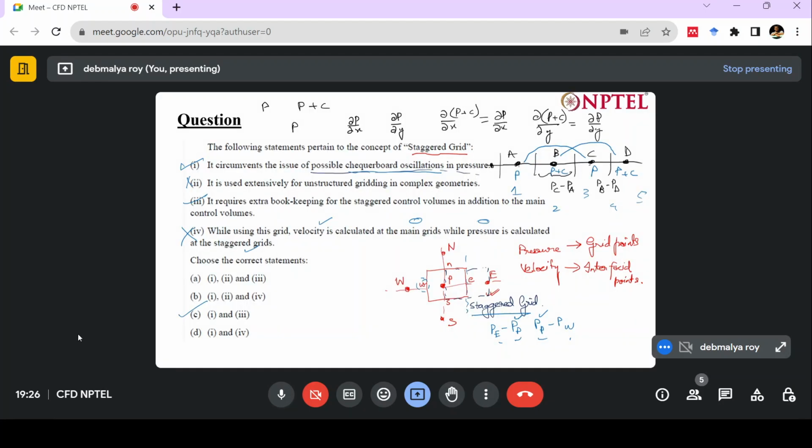Okay. Is this understood? This is the concept of staggered grid. Yes, sir. We move to the next question. So now we directly come to the questions of simple algorithm.